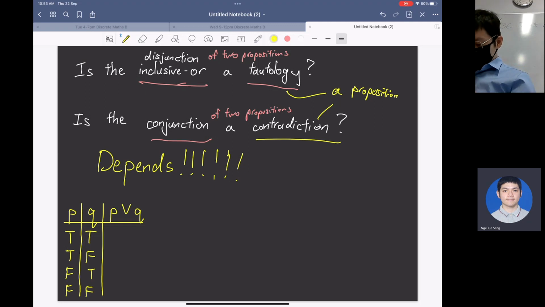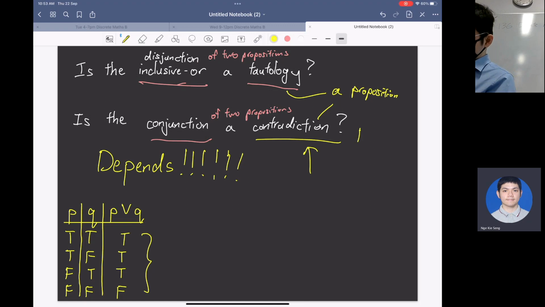So what do you get? Just now you answered me, right? True or true? True. True or false? True. False or true? True. False or false? False. See? Not always true. A general disjunction of two propositions is not a tautology. Similarly, for this, use the exactly similar example.